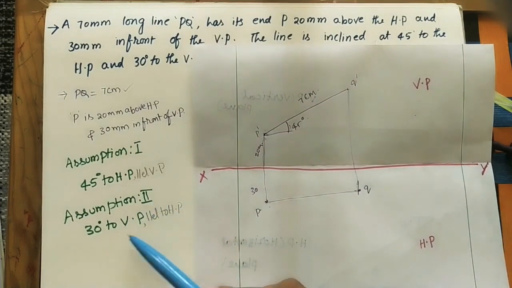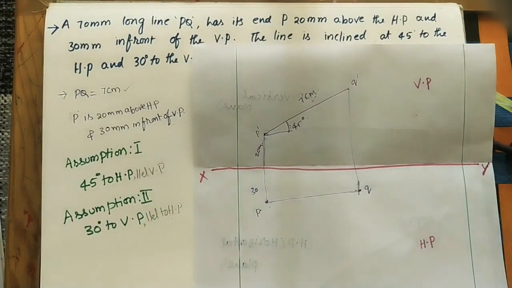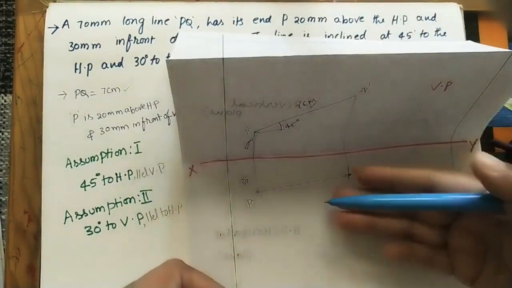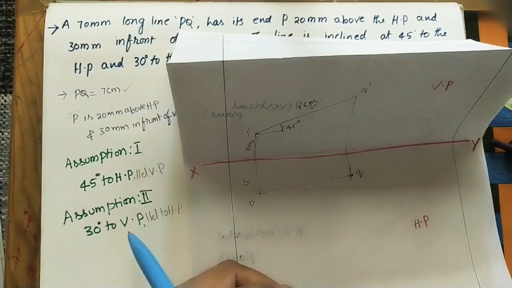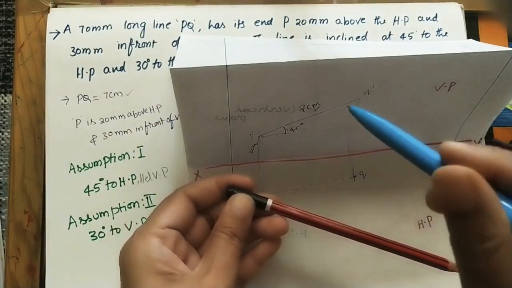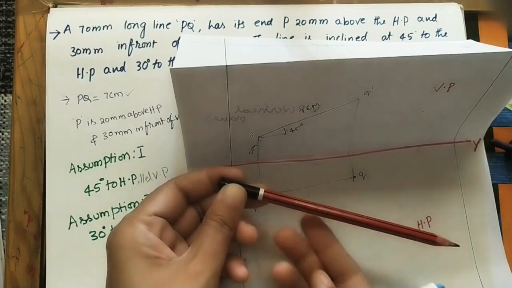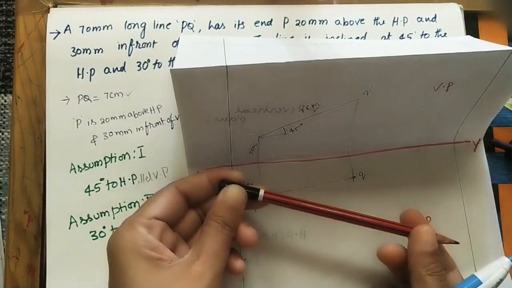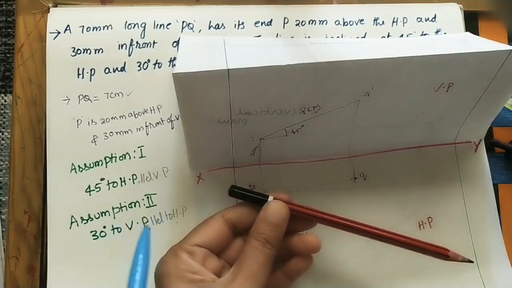The line is making an angle with the VP and is parallel to HP. Here the same planes, vertical plane and horizontal plane. Now the line is making 30 degrees with the VP like this. It is making an angle with the vertical plane and is parallel to the horizontal plane. The gap between the horizontal plane and vertical plane is constant. This is the second assumption.